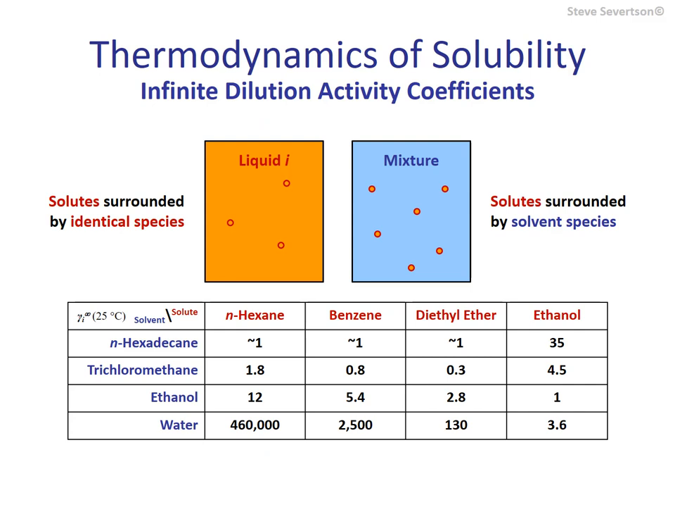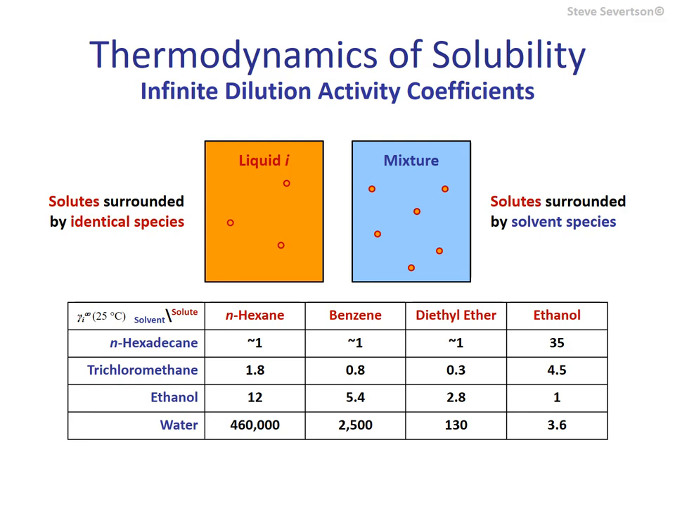The table lists infinite dilution activity coefficients for the liquids shown in the first row, including n-hexane, benzene, diethyl ether, and ethanol. These solutes are dissolved in the liquids listed in the first column to form solutions. The solvents listed include n-hexadecane, trichloromethane, ethanol, and water. Understanding the table shown here requires that we draw on our understanding of molecular interactions from our first chapter. It may be beneficial to review the structures of the chemicals involved. Rather than reviewing the entire table, let's look at a few key examples.